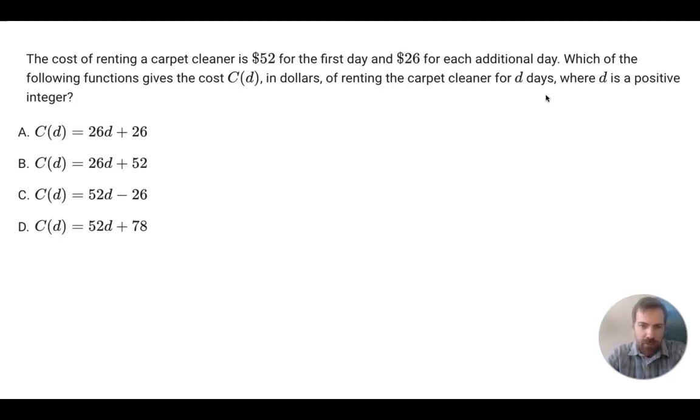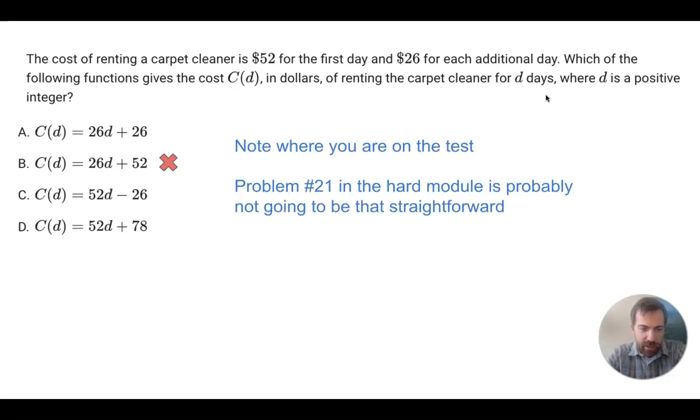Okay, so initial thought, and what most people do on this, is they see 26 is the amount per day, so they think, okay, we want to multiply 26 by D, the number of days, right? And then it's 52 for the first day, so you add 52 onto that, and then that would give us B, right? 26D plus 52. This would be wrong, however.